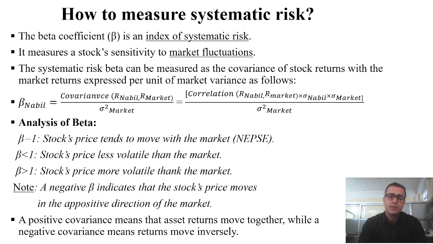And covariance of returns says that asset returns move together if we have a positive value. If we have a negative value, we say they are inversely related. That would be the part of your beta calculation.